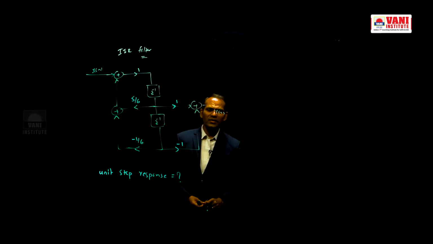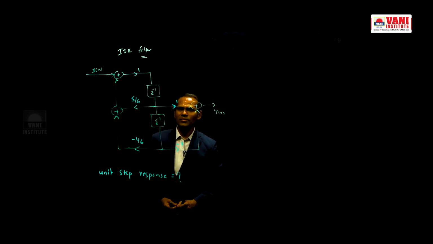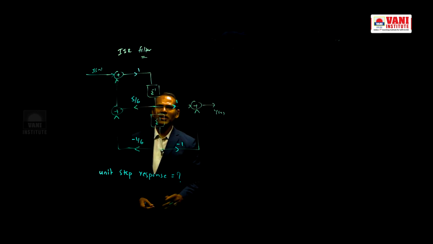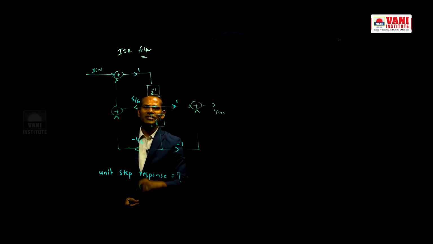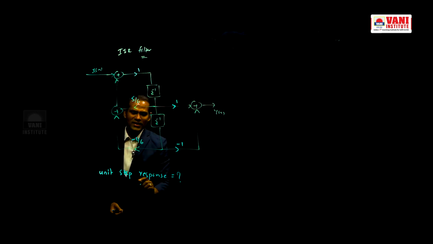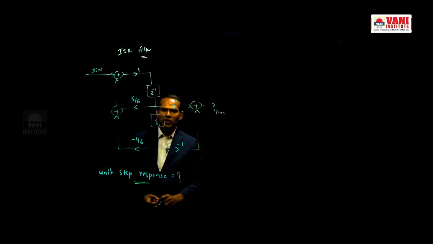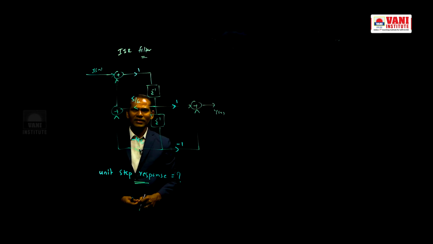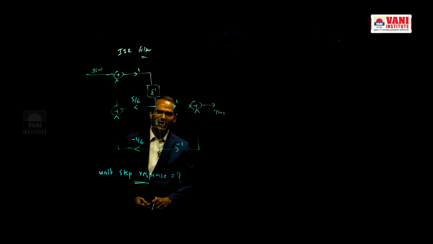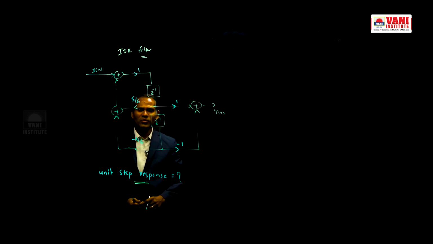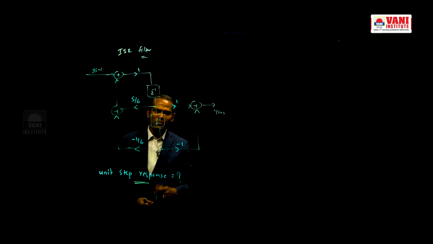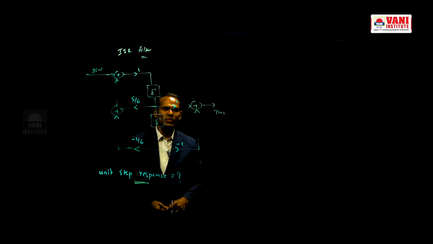Now I will explain one problem on IIR filter. Here one direct form 2 structure is given, and it is asking for the unit step response. Unit step response means the response due to a unit step input. The input is a unit step and he is asking for the output.